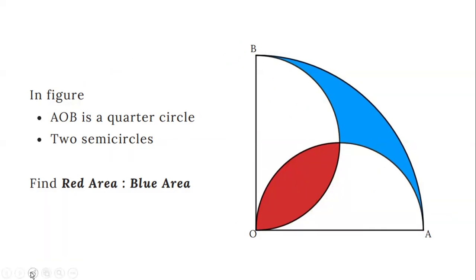So we have to find the ratio of red area to blue area. This is the red area and this is the blue area, and we have to find the ratio of these two areas. So this is the problem. Let's see how we can do this.